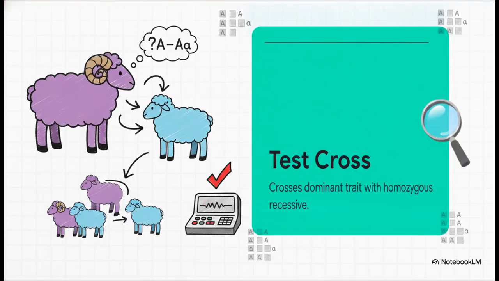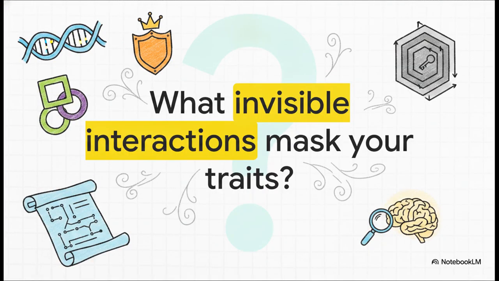And last but not least, the test cross. Think of this as the ultimate genetic lie detector test. Imagine you're looking at an animal showing a dominant trait, but you have no clue if its internal blueprint is purebred or if it's secretly carrying a recessive gene. Well, by crossing it with a strictly homozygous recessive animal, the resulting offspring will instantly reveal the genetic truth hiding in that blueprint. Wow, what a ride.